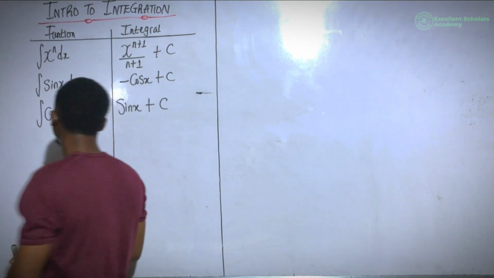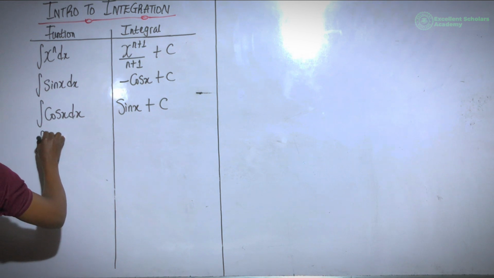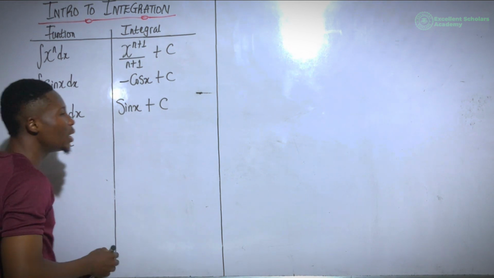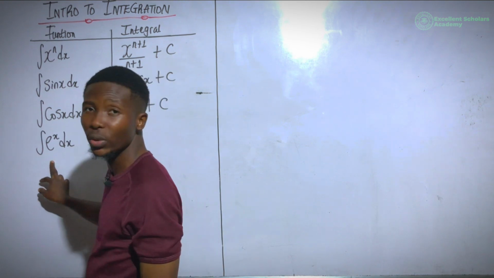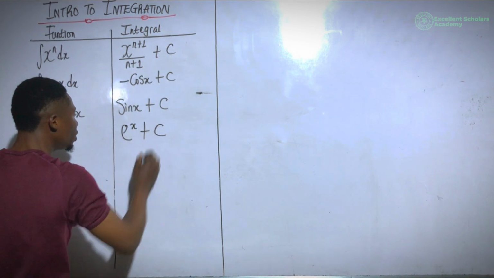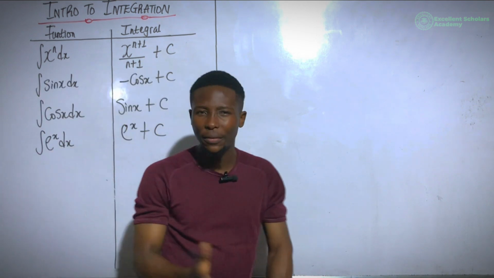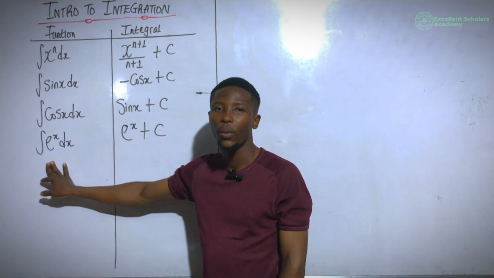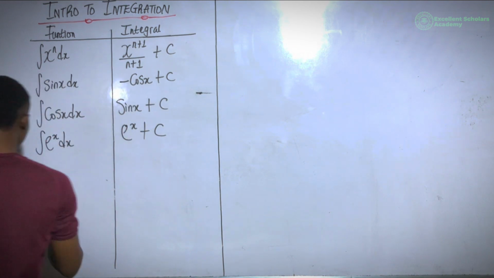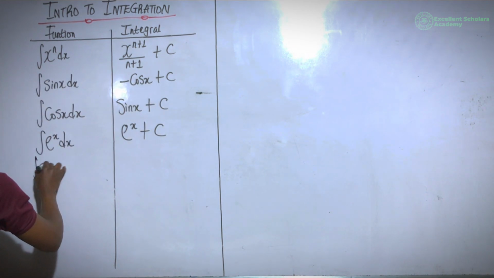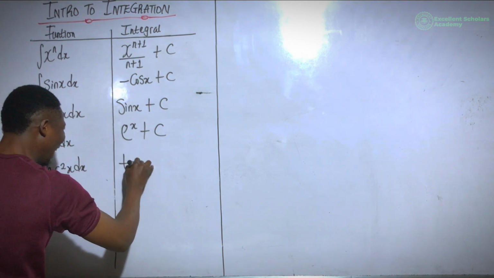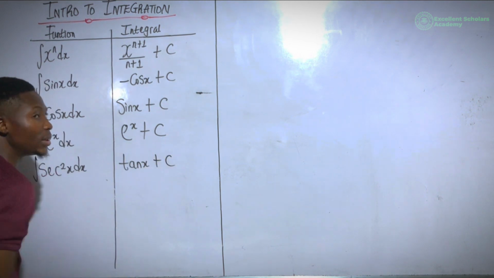So now, the next one we're going to look at is, if you have integral of an exponential function, exponential x, with respect to dx. Now, when you integrate an exponential function as this, you are still going to have exponential x plus c. You're still going to have this as your integral. Now, okay, so now the next one we're going to look at will be sec square x. If you integrate a function sec square x with respect to dx, you are going to have tan x plus c.